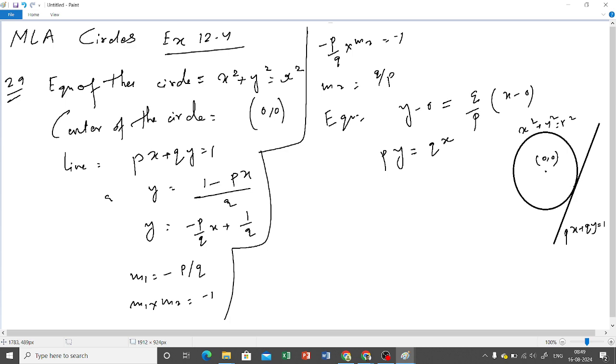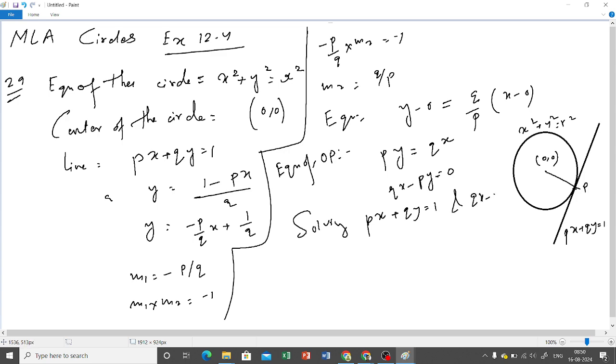Okay, and this is the point P. So the equation of OP is this thing, py is equal to qx. Now, this can be written as qx minus py is equal to 0. Solving px plus qy equals to 1 and qx minus py equals to 0. What do we get?